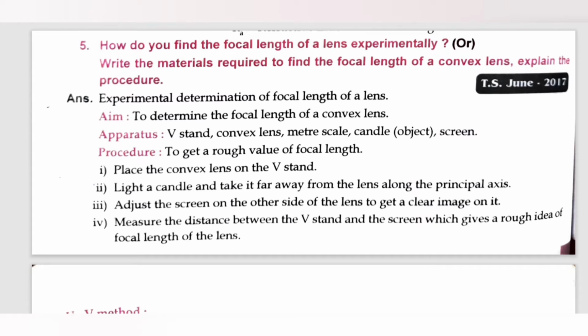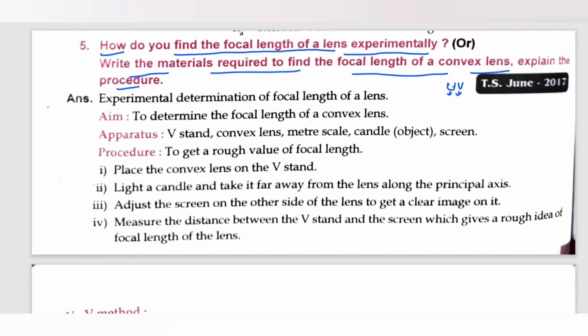Coming to the next activity, how do you find the focal length of a lens experimentally? Or write the material required to find the focal length of a convex lens and explain the procedure. So now we'll find the rough value of the focal length and the value of focal length by using the UV method. So what is U and what is V? We know U is the object distance and V is the image distance. So by using this U and V, we'll find the focal length of the lens.